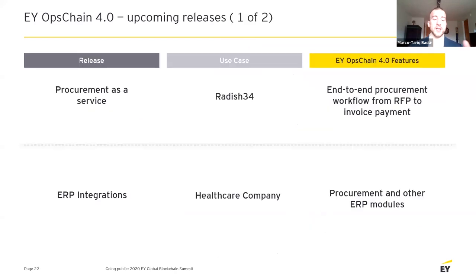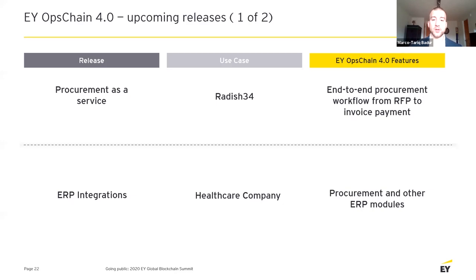All right, so looking at these two releases here, we see the first feature being procurement as a service. Like I mentioned, this is going to be an end-to-end procurement workflow from RFP to invoice payments. We've done some of this work in Radish 34, but we have designed OpsChain in a different technical architecture, it being a SaaS business application and also being multi-tenant. So ultimately, we're going to take the learning experience from Radish and modify what has worked and what hasn't worked in order to give you end-to-end procurement for OpsChain.